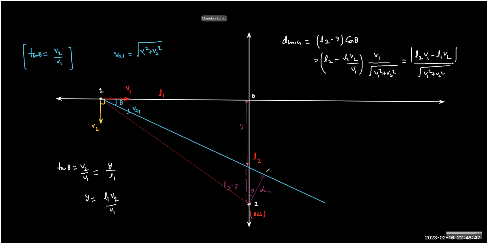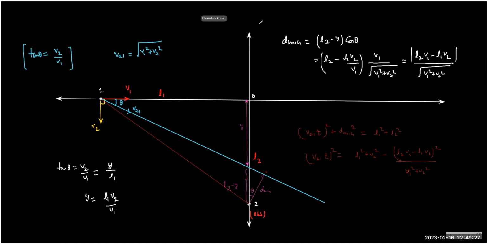So if it is coming here after time t, then V21 into t whole square. So you're using the D minimum answer here, right? Yes. But that is really cumbersome, I think. Maybe it's easy because maybe things get cancelled, right? Yes, V21 t whole square is L1 square plus L2 square minus D minimum whole square, which is L2 V1 minus L1 V2 whole square upon V1 square plus V2 square.